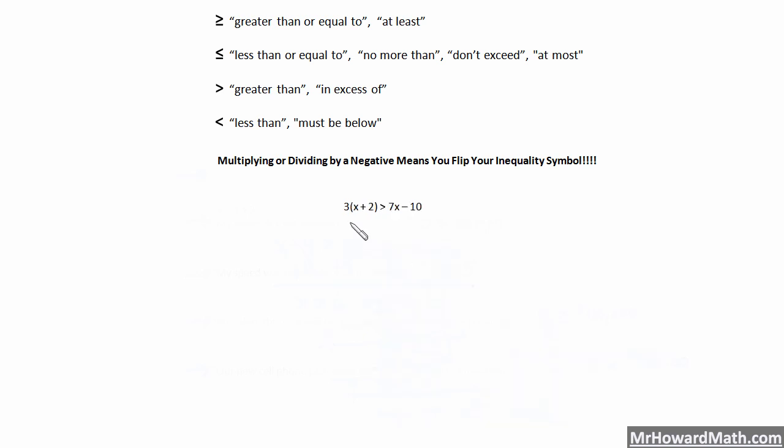Last example here. We have 3 times the quantity x plus 2 is greater than 7x minus 10. Remember, just like when we're solving an equation, our goal is to get x by itself here. So the first thing that we need to do, I'm going to go ahead and rewrite this. 3 times the quantity x plus 2 is greater than 7x minus 10.